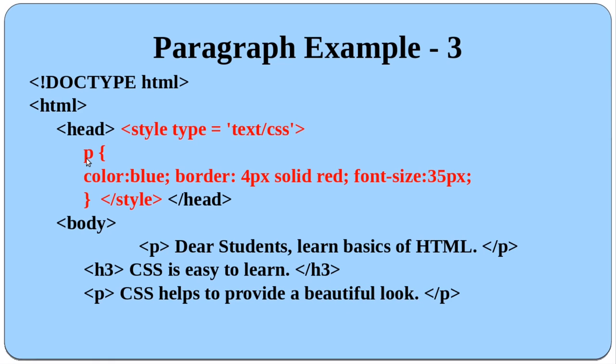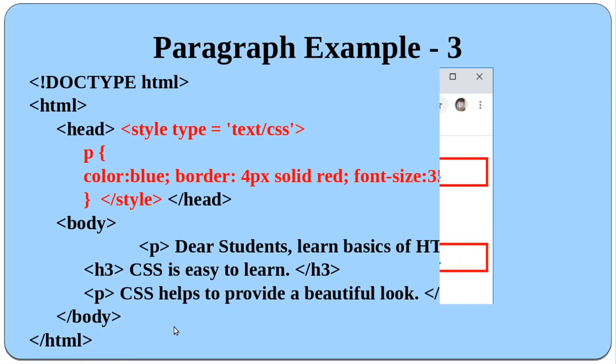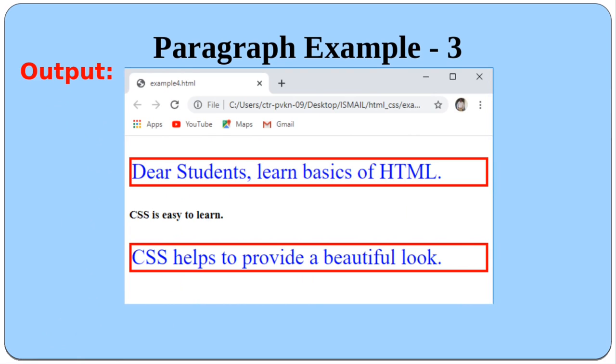Here P is the selector. In the declaration block we want to set color to blue, border to 4 pixel solid red, font size to 35 pixels. So it targets all paragraph elements and sets these properties to all paragraph elements. Close the body tag, close the HTML tag, and save the file. Execute it in your web browser to check the output.